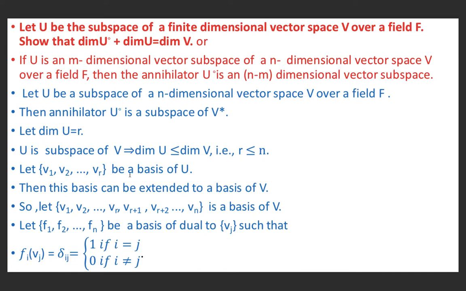Let v1, v2, ..., vr be a basis of U. It means this basis can be extended to a basis of V. Let v1, v2, ..., vr, vr plus 1, vr plus 2, ..., vn be a basis of V. Now let f1, f2, ..., fn be the basis dual to vj, that is v1, v2, ..., vn, such that fi(vj) is equal to 1 for i equal to j and 0 if i is not equal to j. So f1, f2, ..., fn is a dual basis to v1, v2, ..., vn.